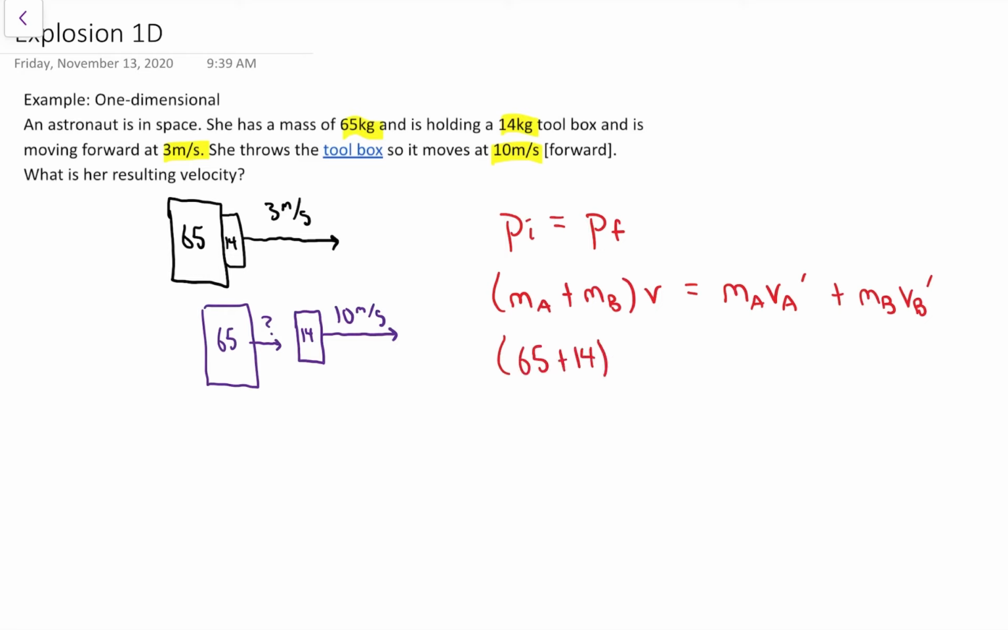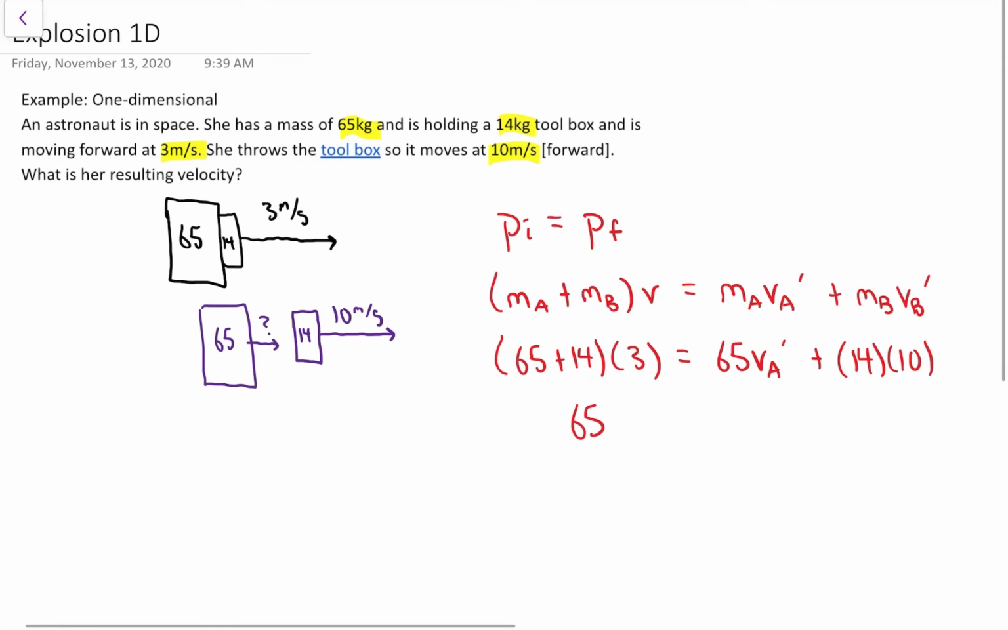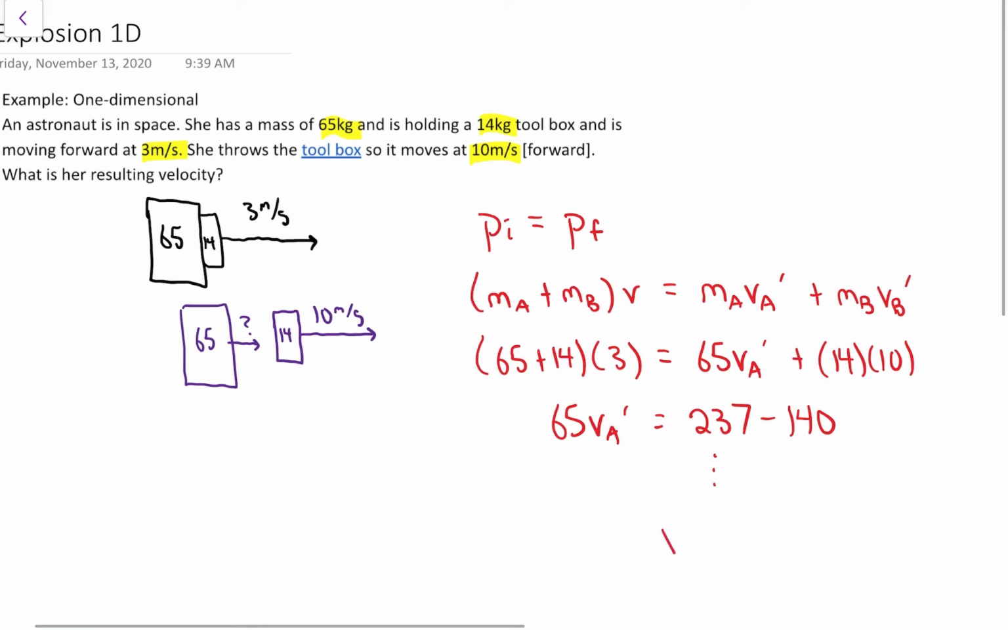So plugging in numbers, 65 and 14, we're going a speed of 3. Then after the explosion, 65 is going, I'm not sure how fast, and the 14 was going 10. If we do our algebra, I get the 65 and 14 multiplied by 3. I got that to be 237. Flipping the 14 times 10 over, that's of course 140. A little bit of algebra. After clearing the 65, I get that the astronaut's going 1.5.